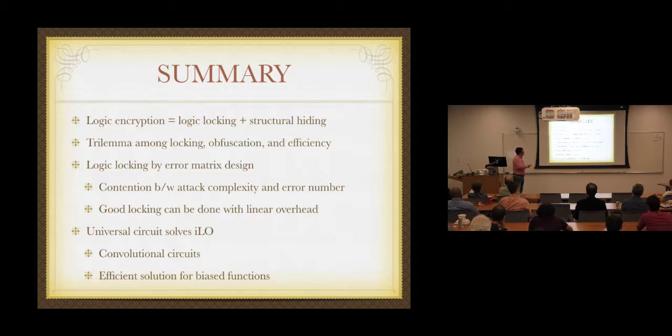So generally speaking, we can treat this as a solved problem. Then we look at obfuscation, and we found that a universal circuit can solve this problem, but still, I think for engineering, the overhead is too high. So then we propose a convolutional circuit and also some very, very efficient solutions for biased functions.